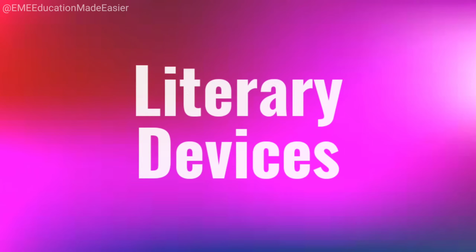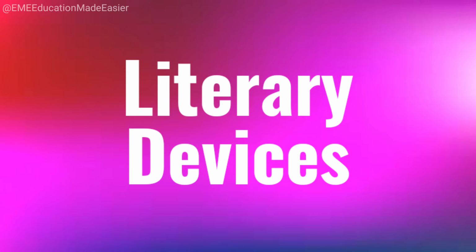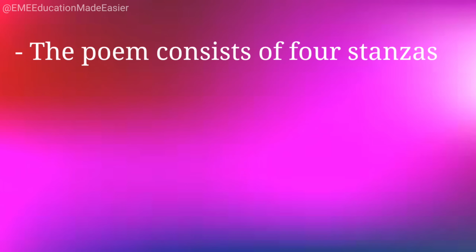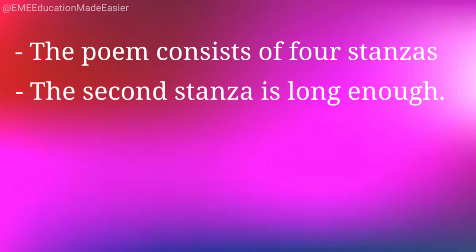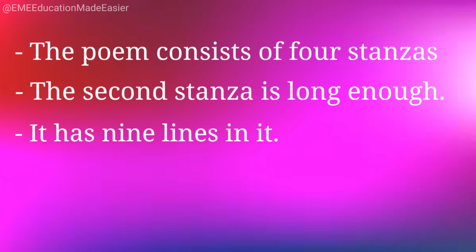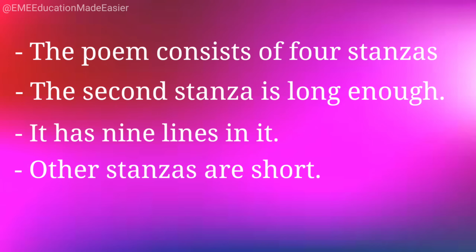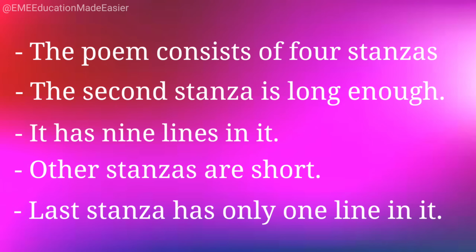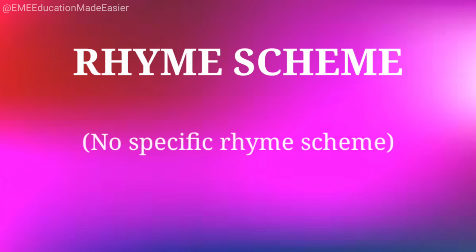Now, let me throw some light on the literary devices used in the poem by the poet. The poem consists of 4 stanzas. Only the second stanza of the poem is long enough and has 9 lines in it. It describes the main activity of the poem. However, the rest of the stanzas are short and the last stanza has only 1 line in it. We also see that there isn't any specific rhyme scheme used in the poem.